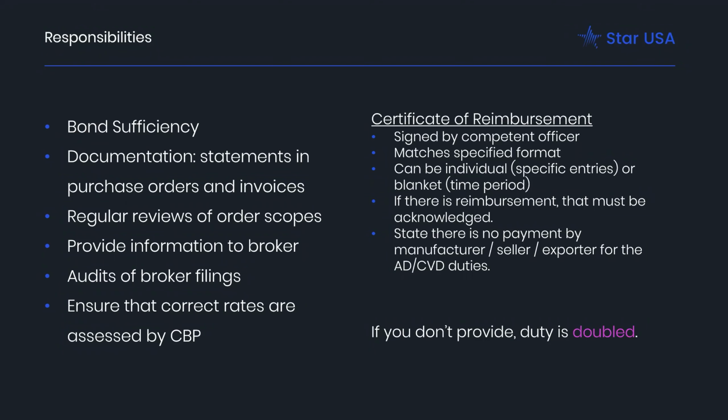It has to be signed by an officer of the company. Your Customs broker cannot do it. And it must match the format that they require. It can be individual or blanket for a time period or for specific entries, and it needs to state there's no payment for the anti-dumping duties. If you are doing a post-summary correction where you're changing your entry type from entry type 1 to entry type 3, entry type 1 is just normal entry and entry type 3 is anti-dumping, you need to make a deposit of duties when you file that PSC.